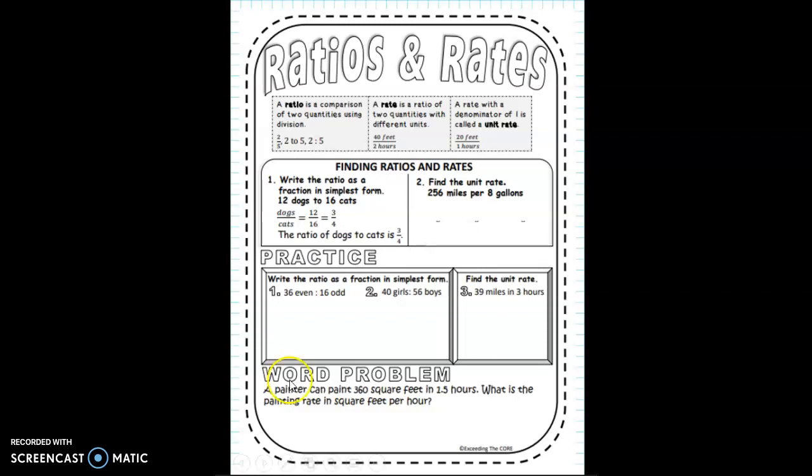Find the unit rate of 256 miles per 8 gallons. That means we are going to divide 256 by 8 to get 32 miles per gallon.